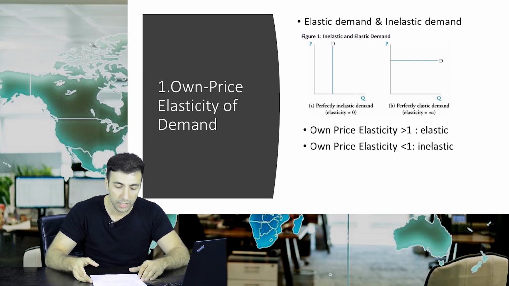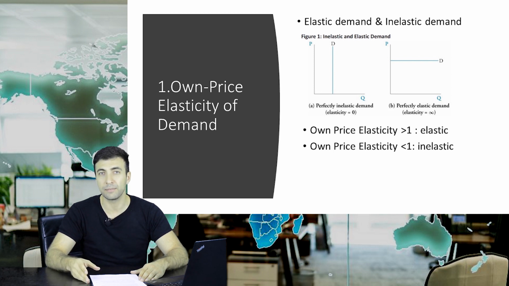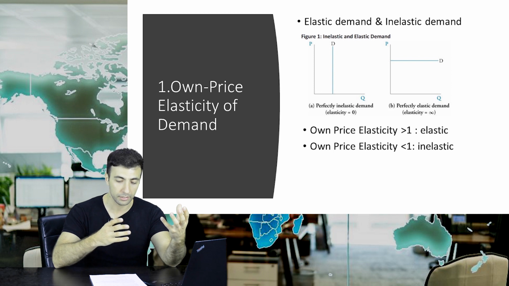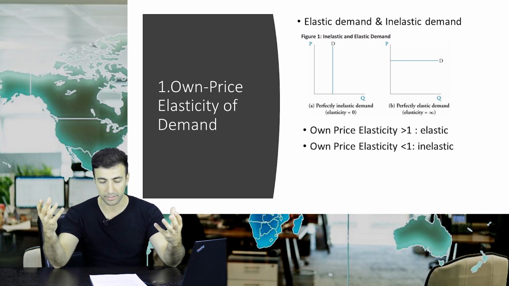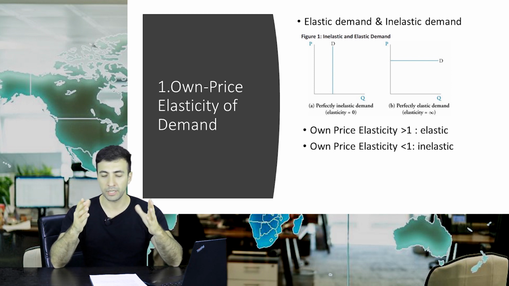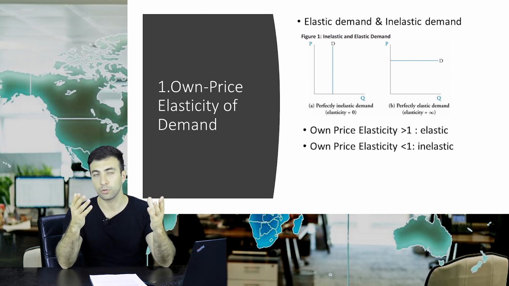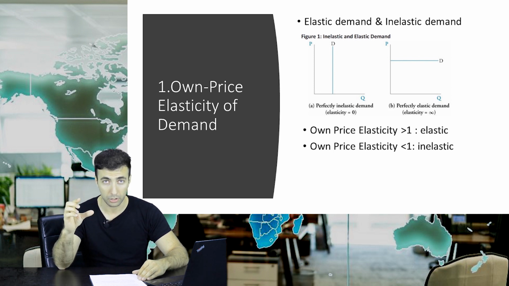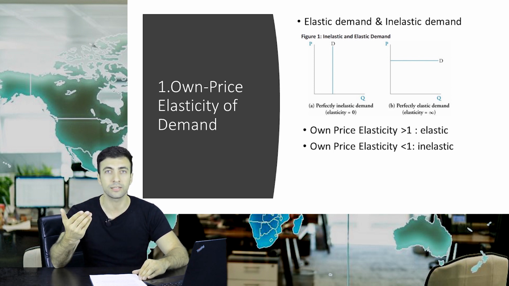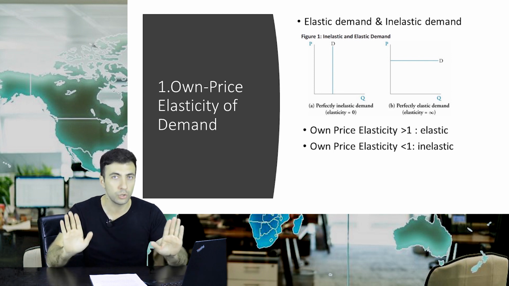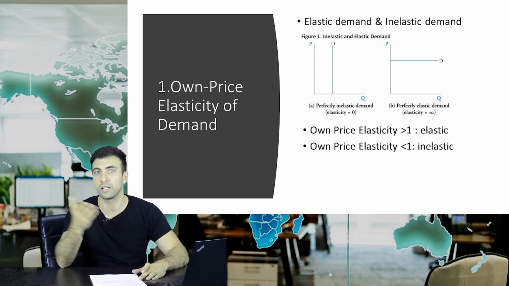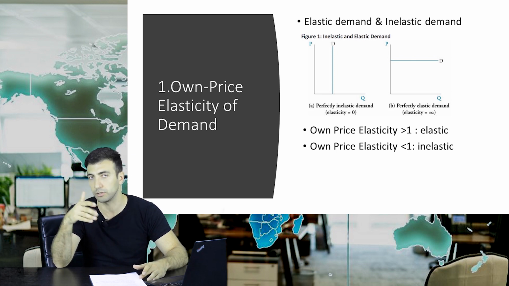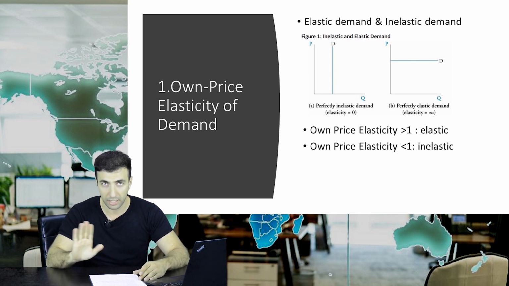In other words, own price elasticity is the measure of responsiveness of the quantity demanded to the change in price. So the simple formula will be percentage change in quantity demanded divided by percentage change of the price. So this ratio will give us the elasticity. So there is no unit of elasticity. Elasticity is just a number. It can be 1, it can be 2, it can be 0 point something. So it doesn't have any unit.